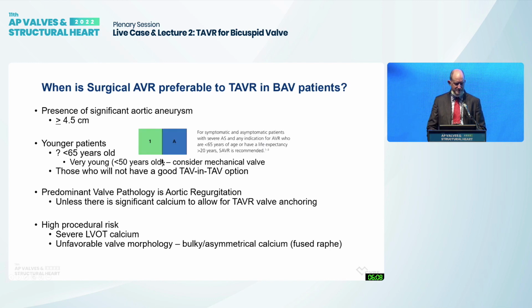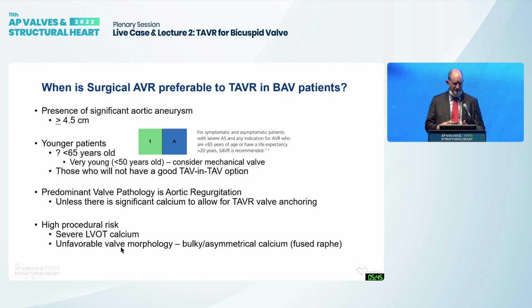Our guidelines prefer patients that are less than 65. Certainly less than 50 might still get a mechanical valve. You have to consider, if they're young, what's their next option going to be? If they're not going to have a good TAV and TAV option, then maybe surgery is the preferred first treatment. Aortic regurgitation should only be done if there's enough calcium to anchor a TAVR valve.